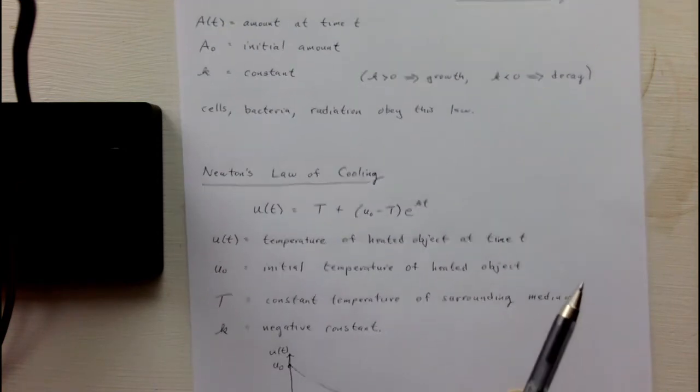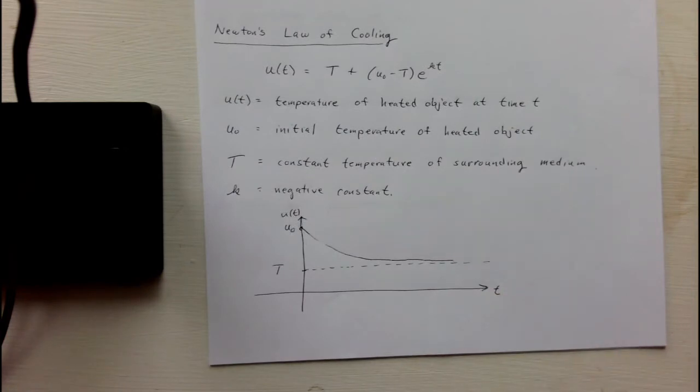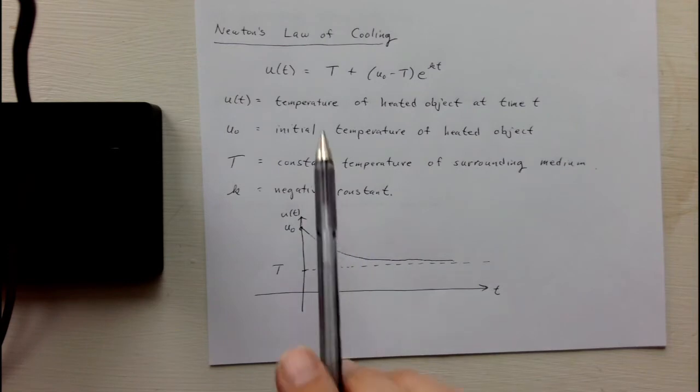The other thing is another application of exponential growth and change: Newton's law of cooling. When we take something out of an oven, it cools, but it does not cool in a linear fashion. It cools exponentially. It cools in a way that the temperature gradually approaches room temperature. And that's what Newton derived this formula from.